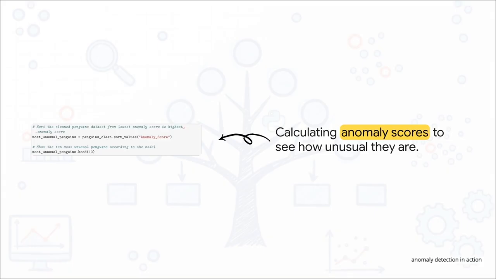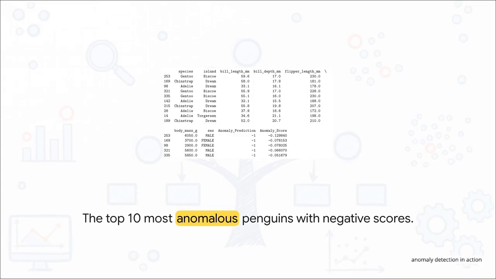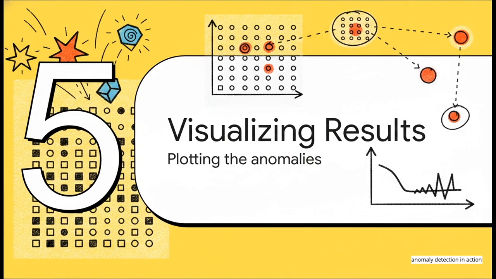But you know, a simple binary 1 or -1 doesn't really tell the whole story, does it? To see exactly how weird our anomalies truly are, we use the decision_function to generate a continuous numerical score for every single row. We add that new score into our data set, and then we sort the whole thing from the lowest anomaly score to the highest. And here we go. As you can see, the smallest, most negative anomaly scores naturally float right up to the top. Scores like -0.129. These numbers represent the most physically unusual penguins in our entire dataset, at least according to the algorithm's random trees.